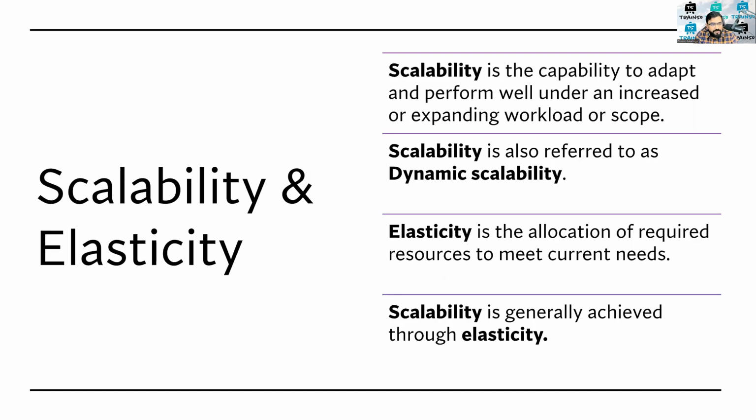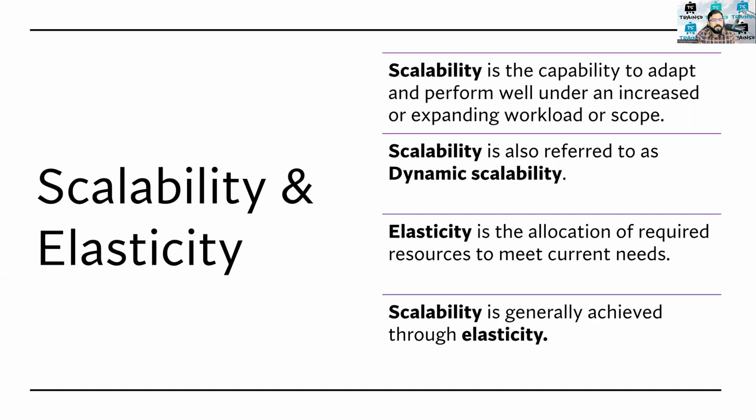And how do systems adapt to that new load? That is through something called elasticity. So elasticity is the allocation of required resources to meet current needs. In general, scalability is achieved through elasticity. So scalability is that capability of the system to perform well under an increased or expanded workload or scope, and it is achieved through elasticity.